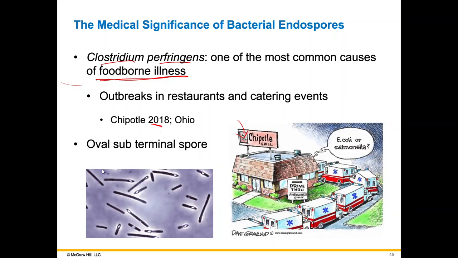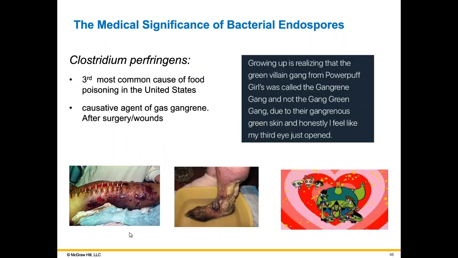They are a rod shape as well, and they have a terminal spore. So it almost kind of looks like our tetanus, but not quite. Now it's a nasty bug. Clostridium perfringens is the third most common cause of food poisoning in the United States, and it's also the causative agent of gas gangrene that can appear after surgery wounds. So that's what you're seeing here and here. And I know that's pretty not nice to look at.